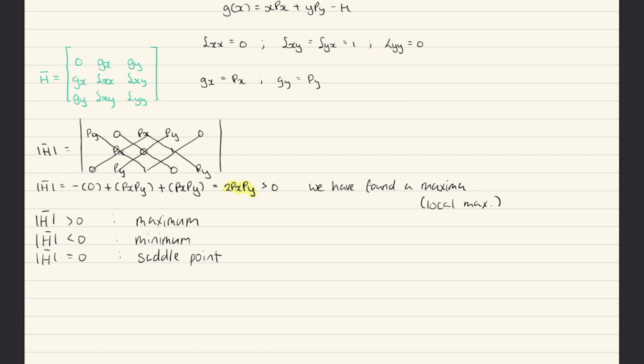You do not find the determinant of the Hessian matrix. You use the principal minors of the Hessian matrix, okay? You only find a determinant if it's a constrained optimization problem.